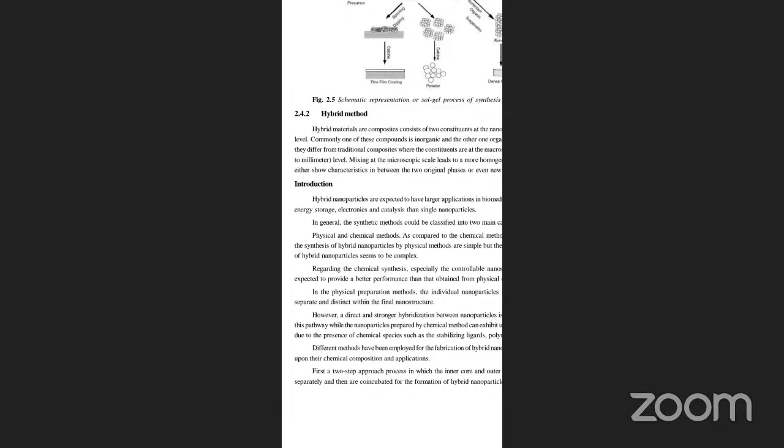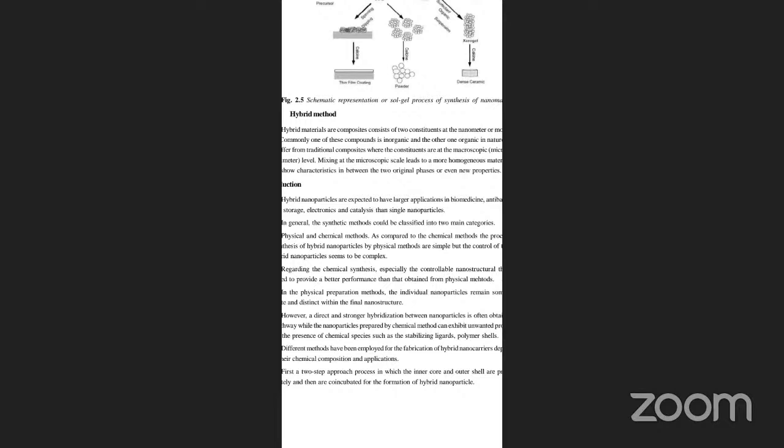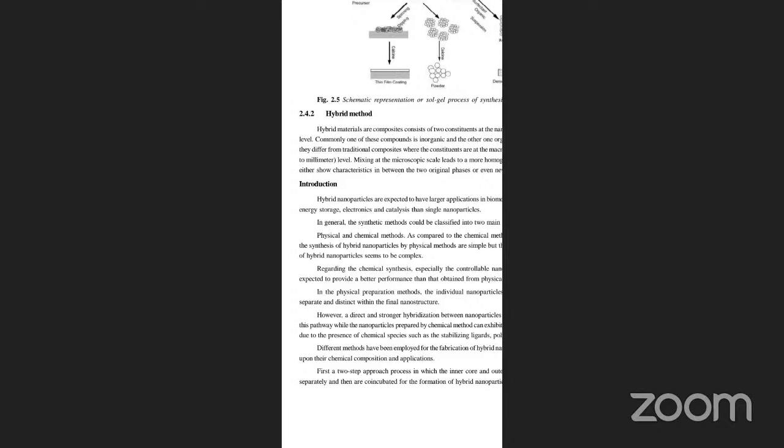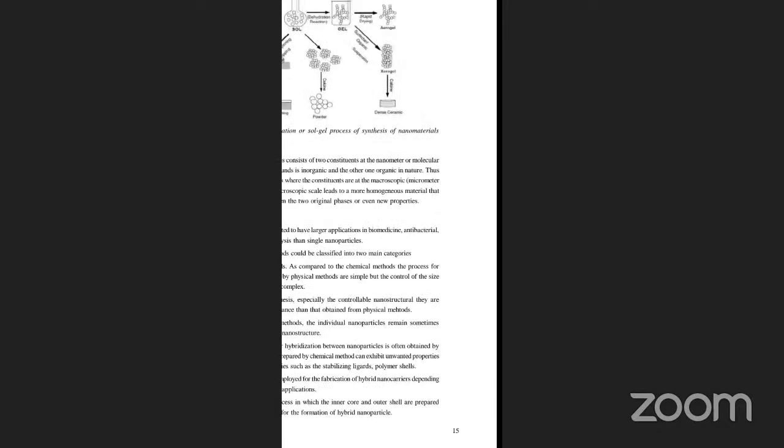Different methods have been employed for the fabrication of hybrid nanocarriers depending upon their chemical composition and applications. First is the two-step approach process, in which the inner core and outer shell are prepared separately and then incubated for formation of the hybrid nanoparticle. The second approach is the single step, in which various state-of-the-art techniques of self-assembling are incorporated.